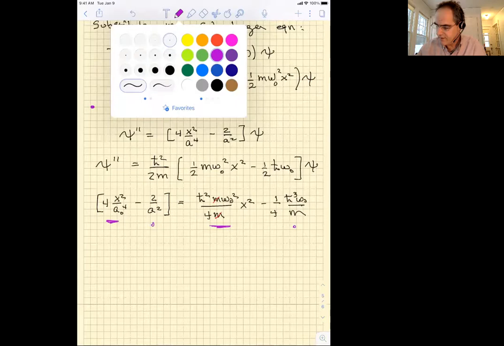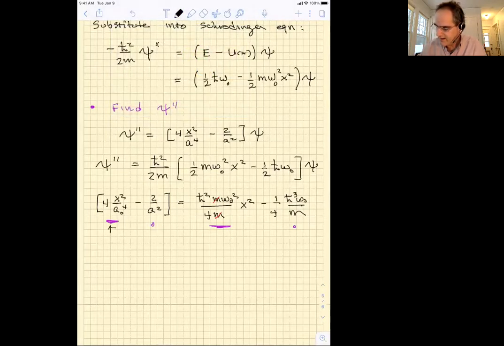So because of that, we can just set these two terms equal and then solve for a. So doing that, we have 4 over a naught to the 4th power must equal h bar squared omega naught squared over 4. Okay, and the factors of x cancel. All right, and now we just have to simplify that to solve for a. So go ahead and do that and see what you get.